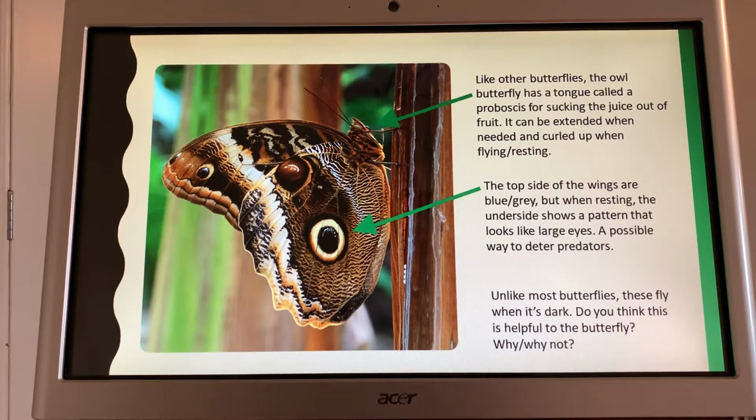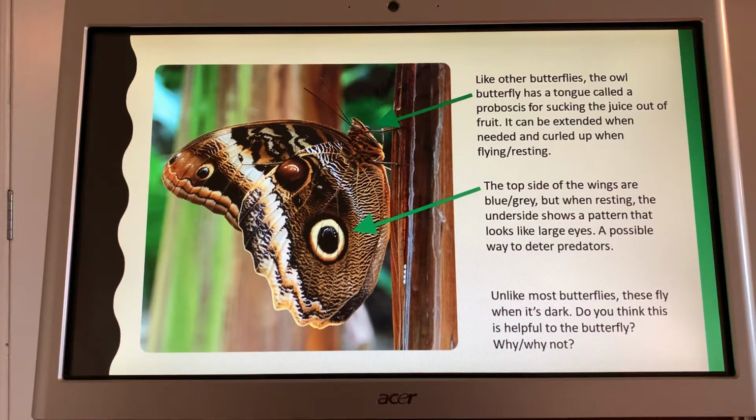Now, flying in the dark, do you think this is helpful to the butterfly? Why? Or why not? Well, I'd imagine under the cover of darkness, they'll be a lot safer. So that's one element of protection. But maybe in the daylight, you might see more. So there might be a balancing act there.